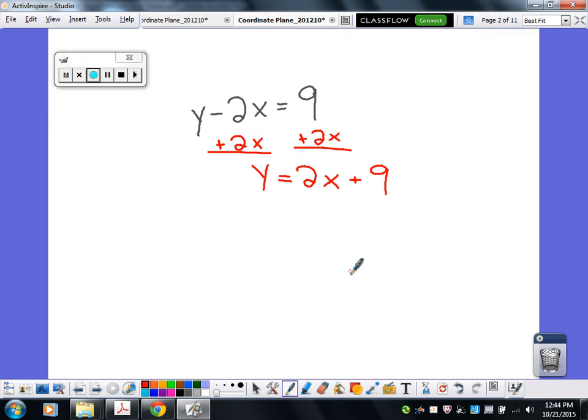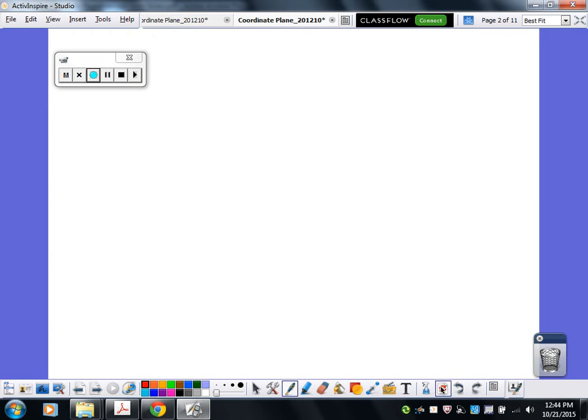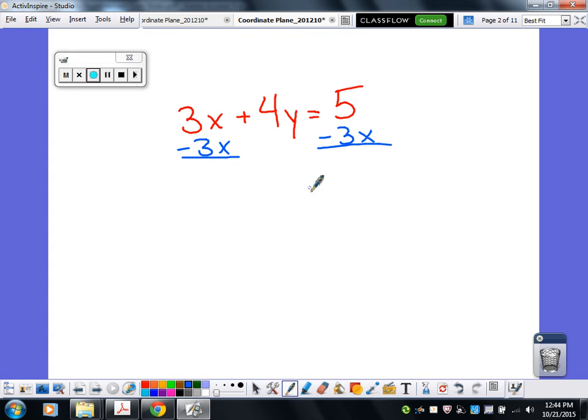What's the next one say? 3x plus 4y equals 5. This one has some subtleties to it. 3x plus 4y equals 5. What do I do first, guys? Subtract 3x from both sides. Boom. Now what? What do I have on the right-hand side? Negative 3x plus 5. Good. What about the left-hand side?